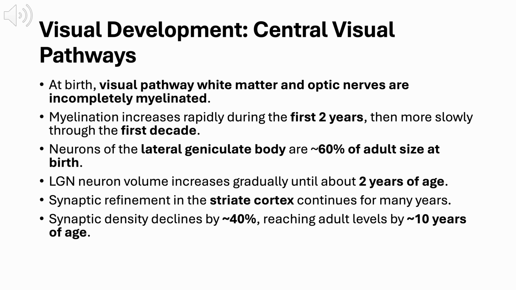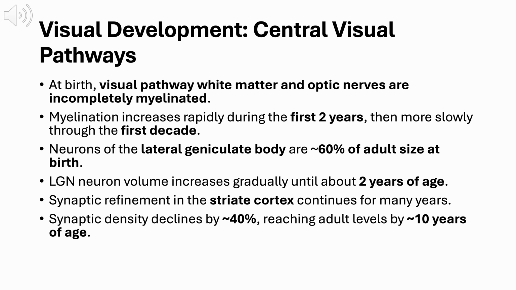The lateral geniculate body also starts out underdeveloped. Its neurons are only about 60% of their adult size at birth, and they continue to grow over the first couple of years. Beyond size, connectivity is still being refined. In the visual cortex, especially the striate cortex, synapses are initially overproduced. Over many years, these connections are selectively strengthened or eliminated. Synaptic density gradually drops by about 40%, reaching adult levels around 10 years of age.